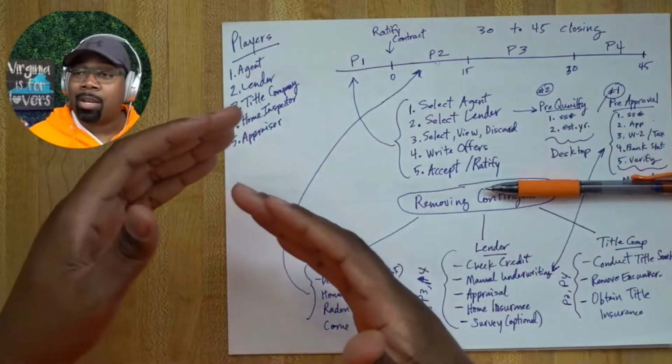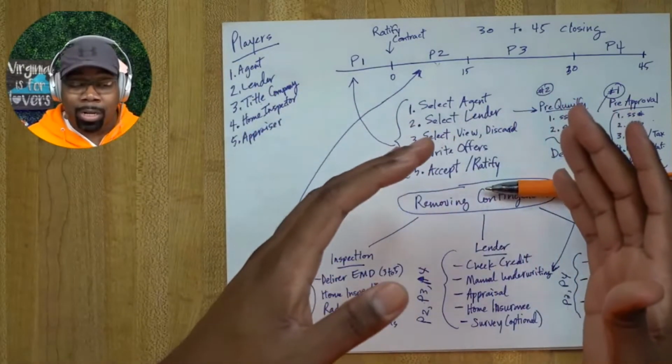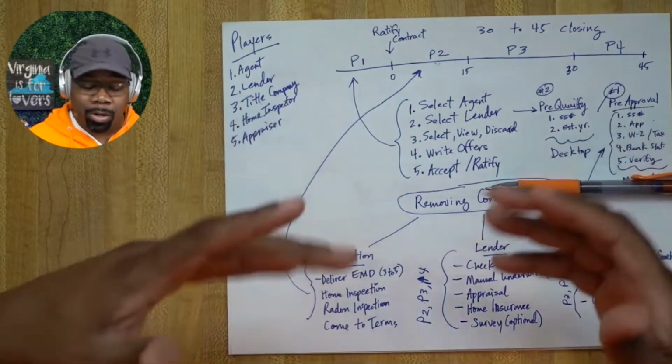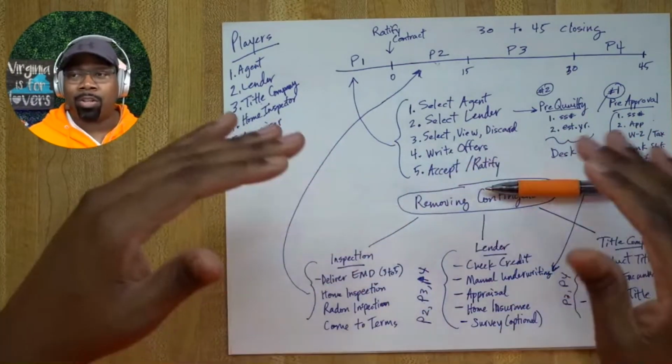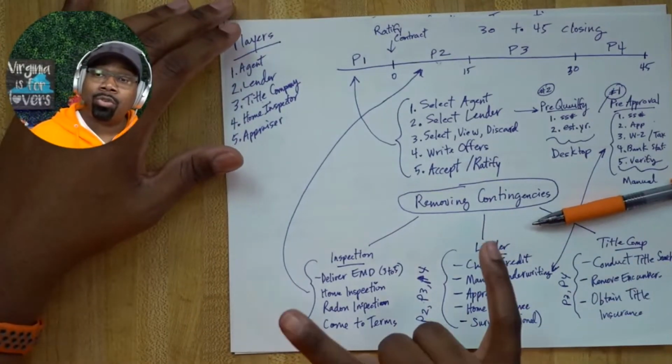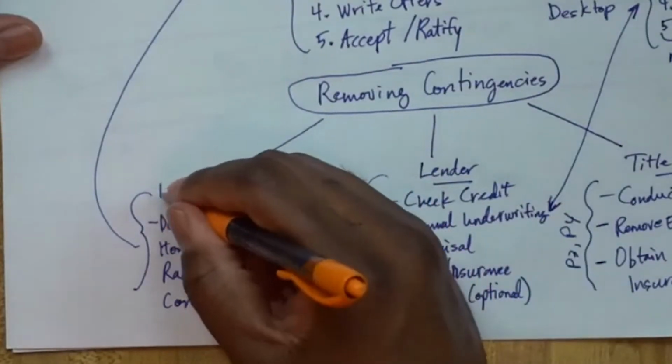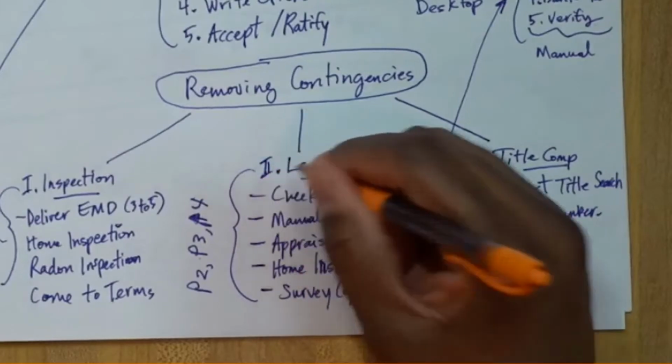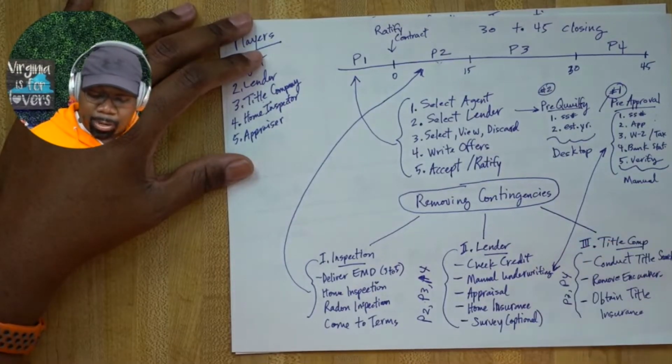This is where the buyer and the seller have agreed to move forward with the contract, and they've agreed on the terms. Now you're moving into the contingency phase. With the contingency phase, there are 3 different contingencies: there's inspections, there's the lender, and then there is the title company.